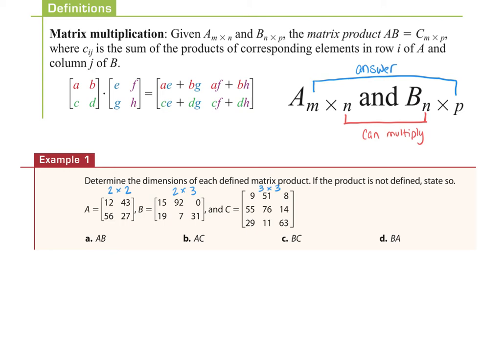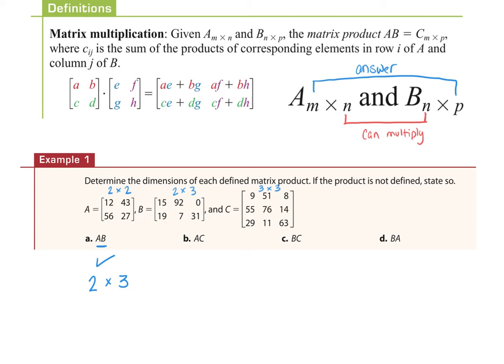So they just want to know, can you multiply them? Can you multiply AB? Well, the columns of A are 2. The rows of B are 2. Yes, you can multiply those. What will my answer be? Well, my answer is going to be the rows of A, 2, by the columns of B. It will be a 2 by 3.